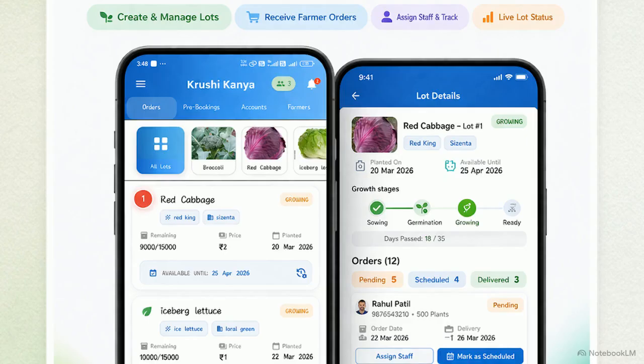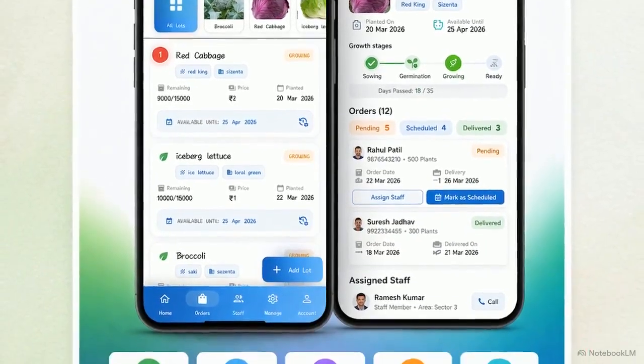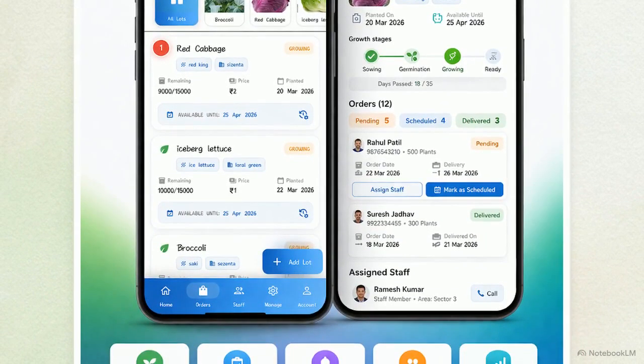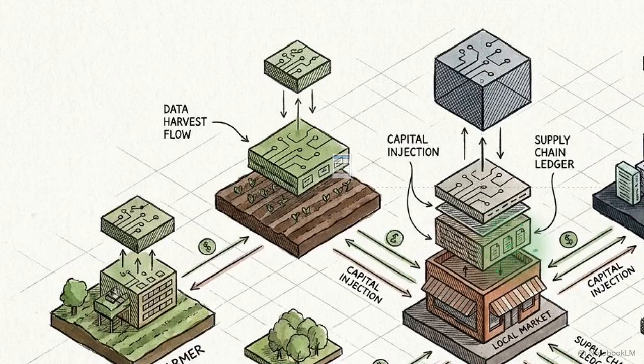This interface displays the exact data pipeline of the nursery ERP. We can track the life cycle of a specific red cabbage lot, monitoring seed inventory, designated care schedules, active growth stages, and the pre-booking logic for incoming orders. This structured production data feeds directly into one of the platform's key features, map-based market discovery.